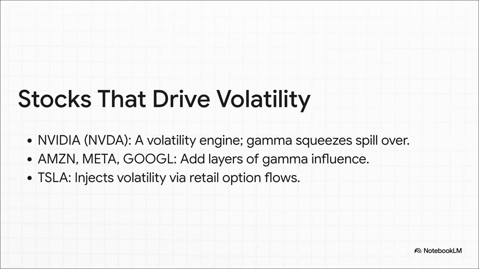When its options activity gets crazy, it can trigger a gamma squeeze. That's a super fast, accelerating price move that can drag the whole market with it. Then you've got the other mega caps adding their own layers, and of course, Tesla, where the huge retail interest can create some really wild, unpredictable swings.